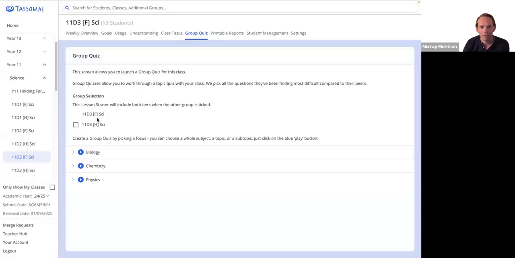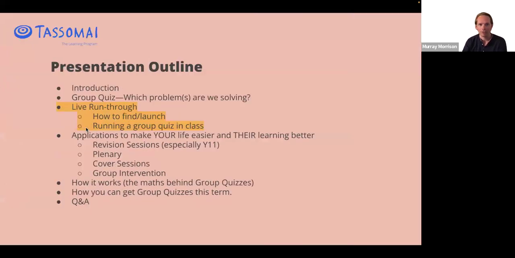Right, I'm going to get rid of that and go back to my presentation. But hopefully that's given you an idea of how to find it. You go to the class, you click on group quiz, and then you pick your topic from the whole subject, from a subtopic, or from a superfine topic. You launch it, and you can use that chat roulette, sort of Russian roulette sort of thing to bring up names and so on to bring in some cold calling. That's what I'm trying to think of. Great. So that's how it works. That's what it is. Let's move on to applications of it.